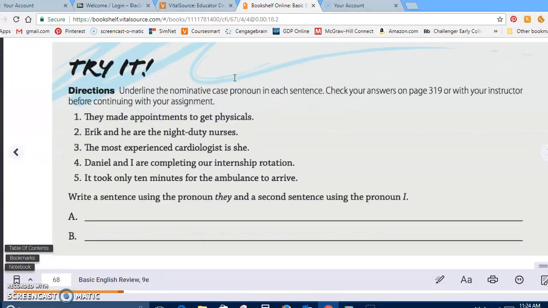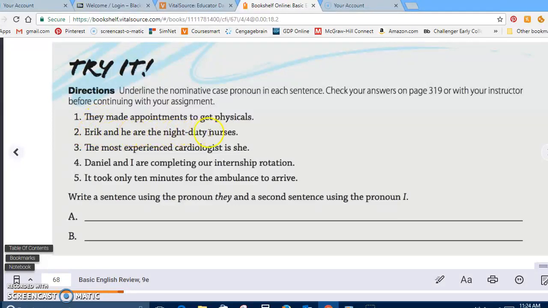So let's take a look at this try it here. It wants you to know and find out what the nominative case pronoun is in each one. They made appointments to get physicals. They is your pronoun. It's in the subject. That makes it a nominative case pronoun.